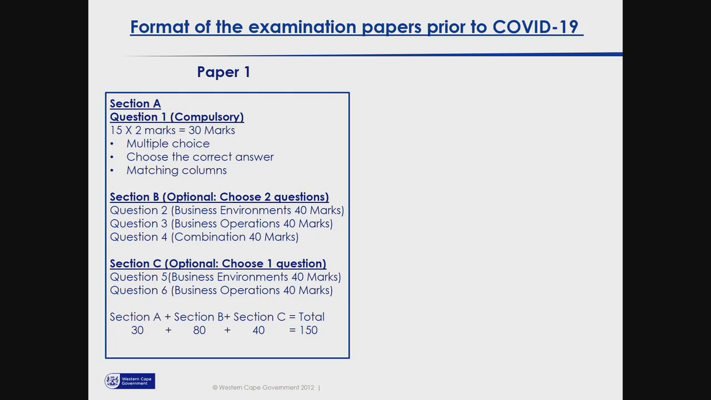Within section B, you're going to have an option. There are going to be 3 questions available to you. You will have to answer 2 of those questions. These questions are all going to be related to one of the main topics. Question 2 will only be on business environments and all the topics that fall under business environments, worth 40 marks. Question 3 will only be on business operations and all the topics that fall under business operations, also 40 marks. And question 4 will be a combination question where 20 marks will be based on the topics under business environments, and 20 marks on the topics under business operations.